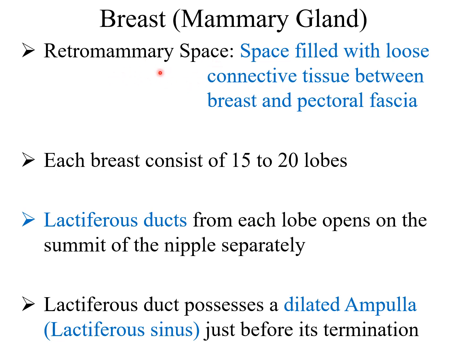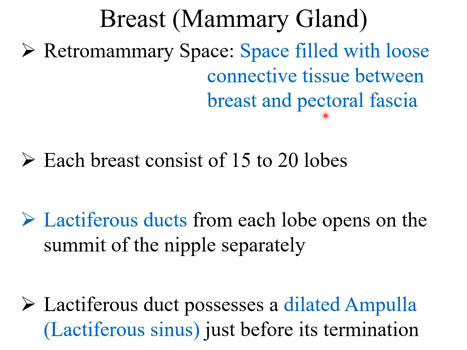So because of this space or presence of loose connective tissue, the breast is a little bit movable structure because of the presence of retromammary space, which is lying between the breast and the pectoral fascia. We will see in the picture later on.